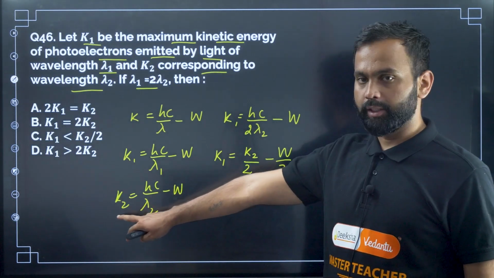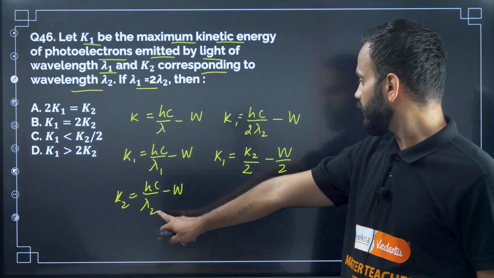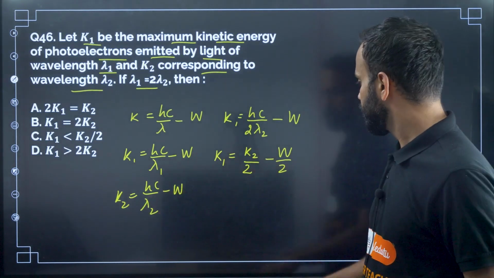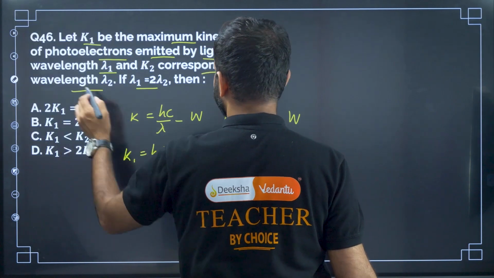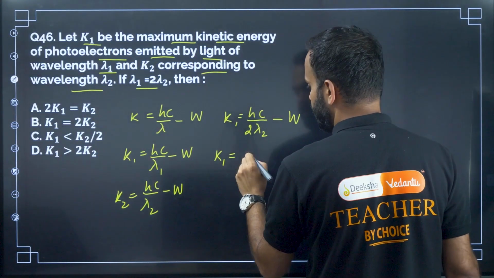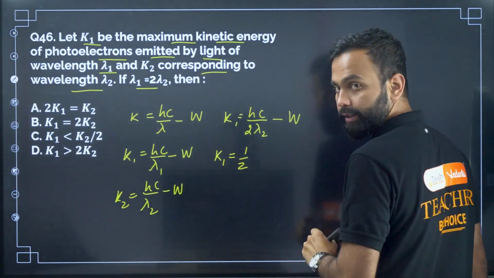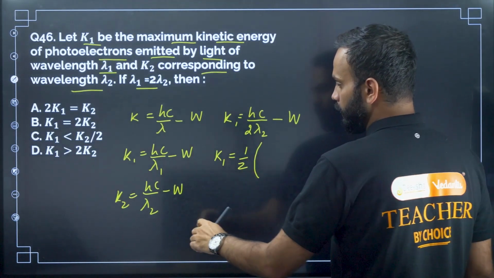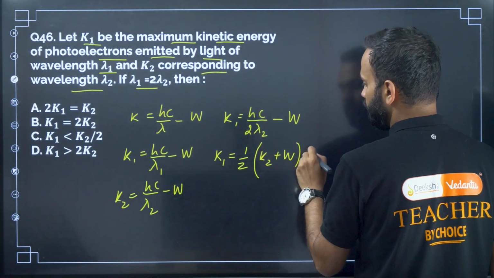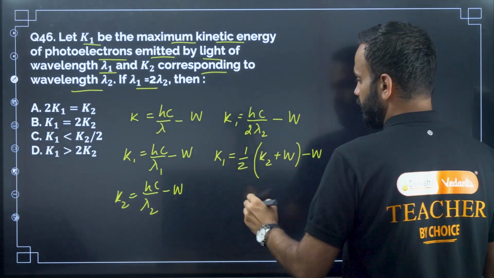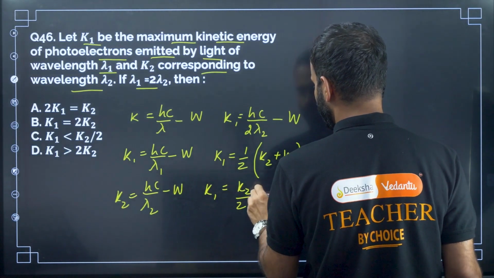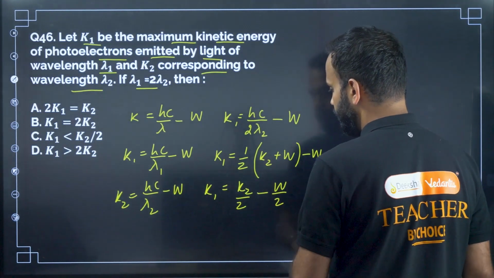So now take plus W to the other side. Now hc by lambda 2, right? hc by lambda 2 is K2 plus W, right? Okay, I will solve here. So 1 by 2 into hc by lambda 2, which is K2 plus W, K2 plus W minus W, right? So then K1 is equal to K2 by 2 minus W by 2, right?